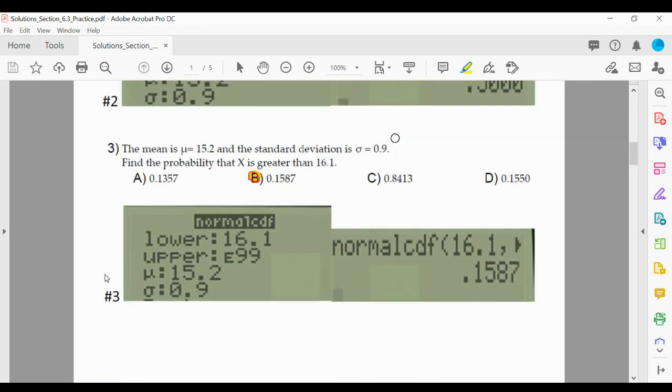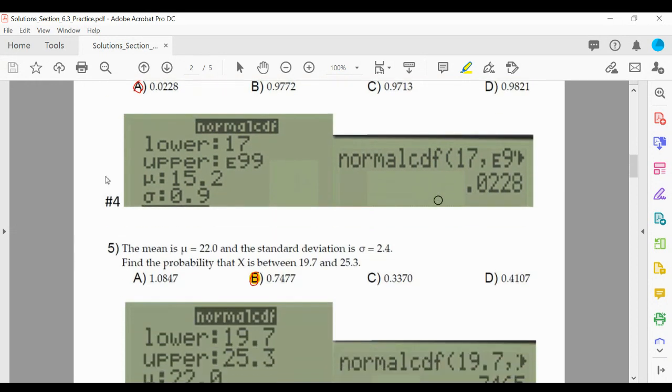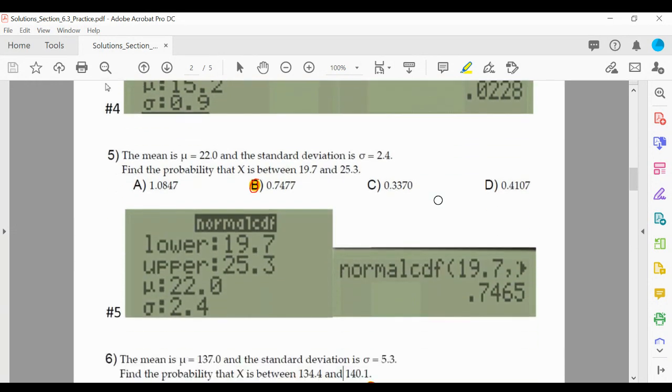Number three. Mean is 15.2, standard deviation 0.9, greater than 16.1. So 16.1 is your low bound. Greater than means you're going all the way out to positive infinity, E99. Hitting enter in your calculator, putting the values in, spot on, 0.1587. Not a big deal. Number five, mean is 22, standard deviation 0.24. Between, there's your lower bound and there's your upper bound.